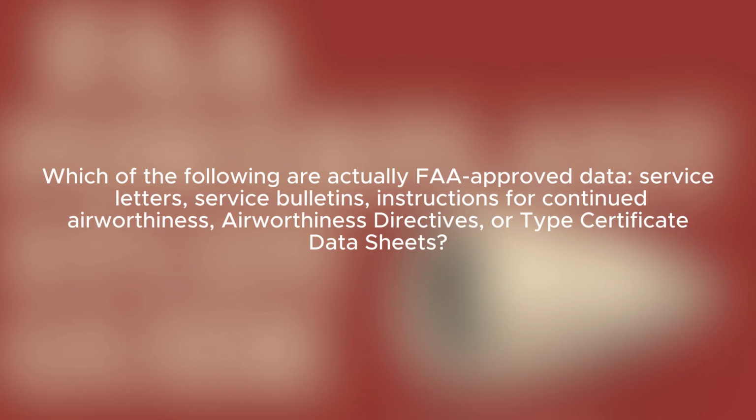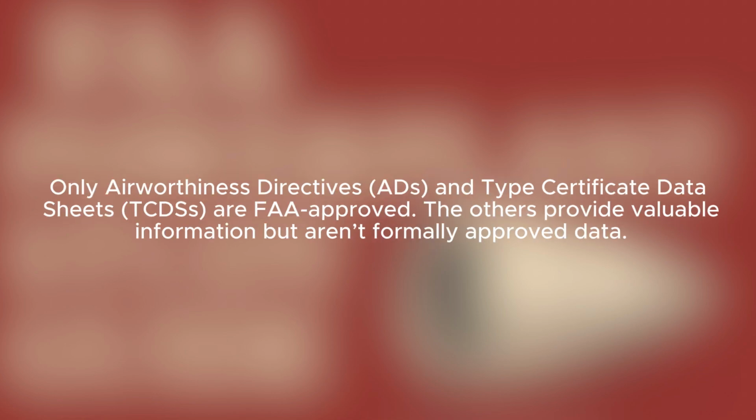Which of the following are actually FAA approved data? Service letters, service bulletins, instructions for continued airworthiness, airworthiness directives, or type certificate data sheets. Only airworthiness directives, ADs, and type certificate data sheets, TCDSs, are FAA approved. The others provide valuable information but aren't formally approved data.